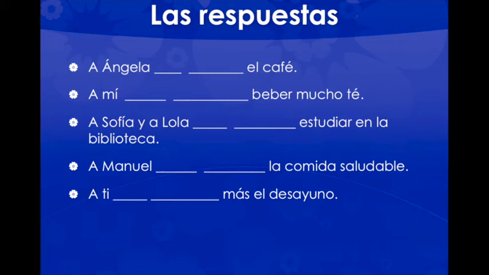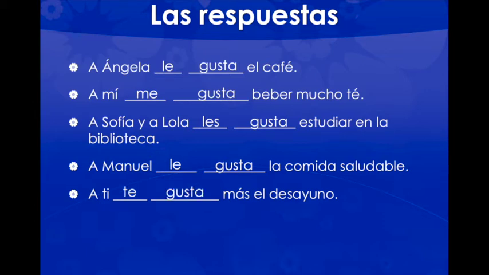More examples. Angela likes coffee. A Angela le gusta el café, because coffee is singular. A mí me gusta beber mucho té, because it's a verb, beber, it's singular. A Sofía y a Lola les gusta estudiar en la biblioteca. Estudiar is a verb, so it's only singular. A Manuel le gusta la comida saludable. Singular noun, healthy food. Y a ti te gusta más el desayuno. You like breakfast more.